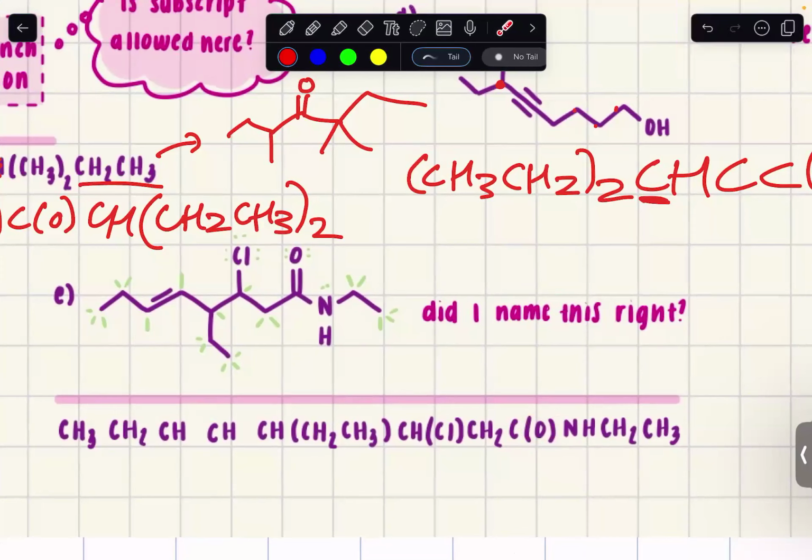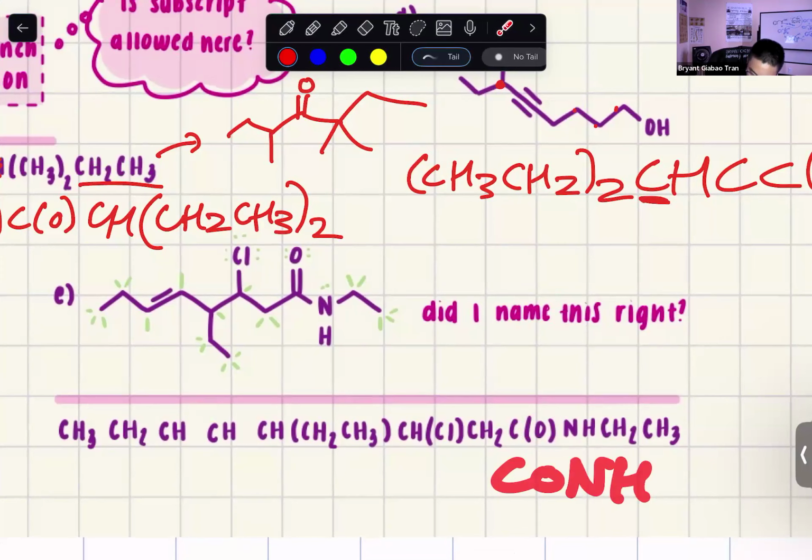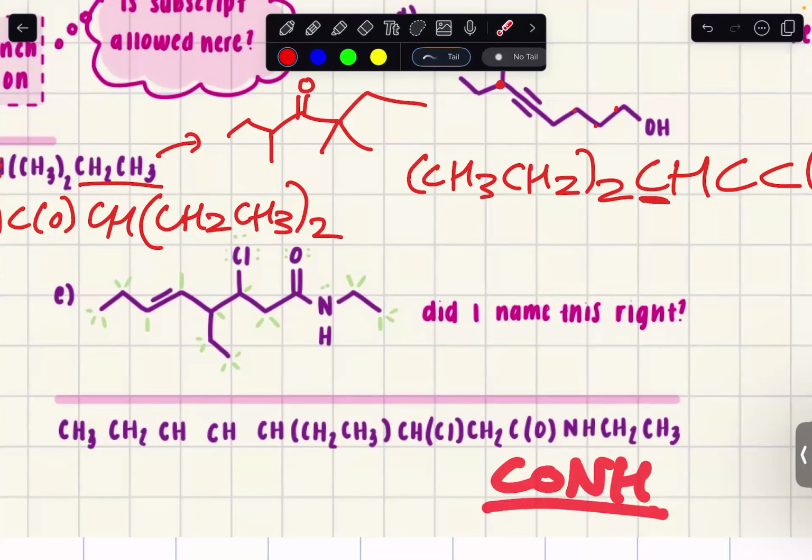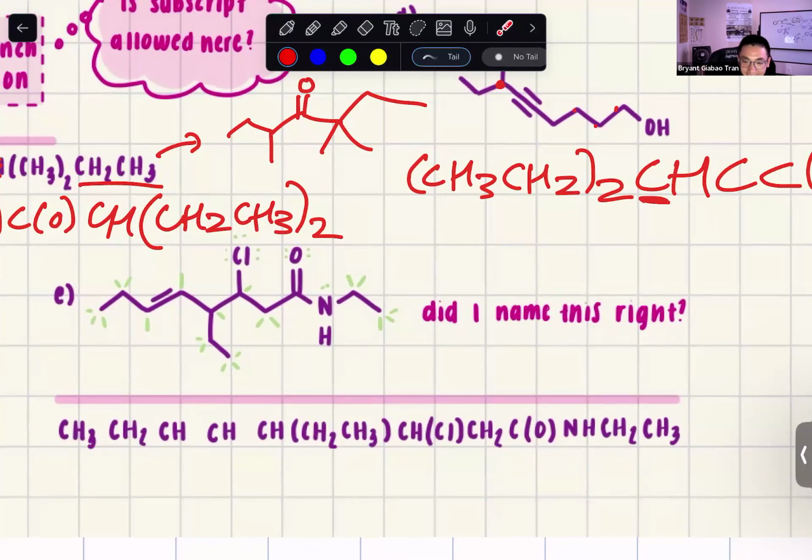Yeah, because I would think that if there weren't parentheses, it would just be CONH, like it would be part of the chain instead of branching out from that carbon. Oh, yeah, that makes sense. The parenthesis is like branching out, which it is, like the carbonyl.